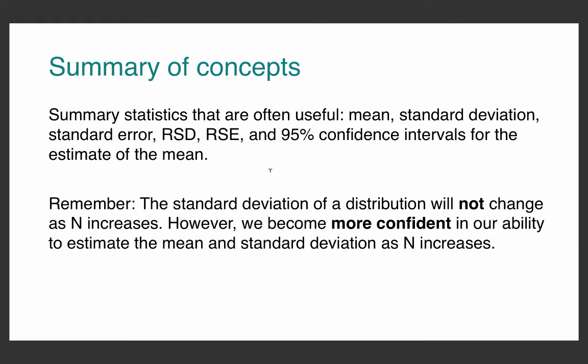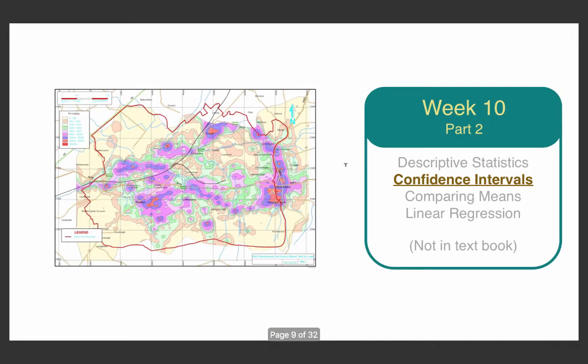However, the standard error should decrease because when we have a larger sample size, our uncertainty in, say, the mean is going to decrease. You're getting more data, so we become more confident in our ability to estimate the mean and standard deviation as n increases. The mean and standard deviation are inherent to the underlying distribution and do not change with the sample size. However, we become more confident in our ability to estimate these as our sample size increases.